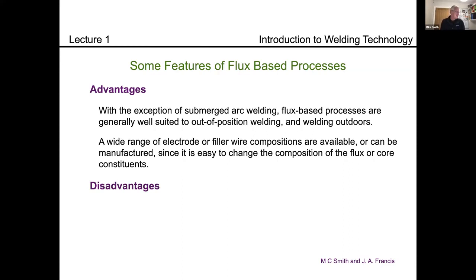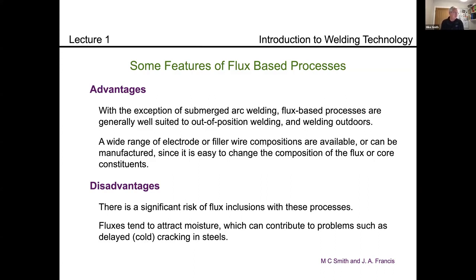They have disadvantages. There's a significant risk of flux inclusions with these processes. And in fact, you find on something like a nuclear pressure vessel, which is 8 inches thick, and would have a several hundred pass weld, you'll find that submerged arc welding was generally used on vessels made 20 or so years ago, like Sizewell B. Hinkley C, being built at the moment, uses a welding process we'll talk about in a minute, in order to avoid the risk of flux inclusions.